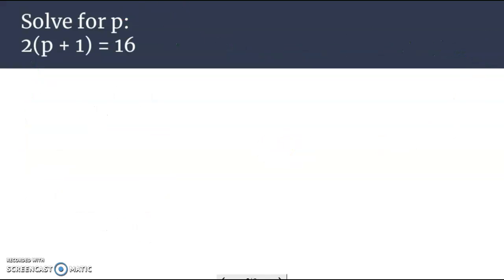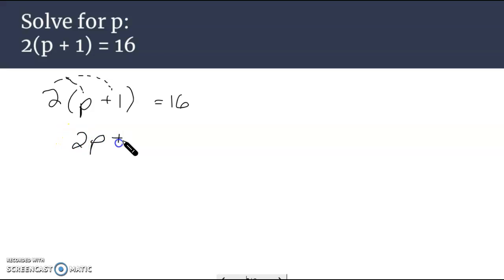Let's look at another one here. This time we have a distributive property. 2 parentheses p plus 1 equals 16. The 2 is getting distributed to everything in the parentheses, p and the 1. So we have 2p plus 2 equal to 16.